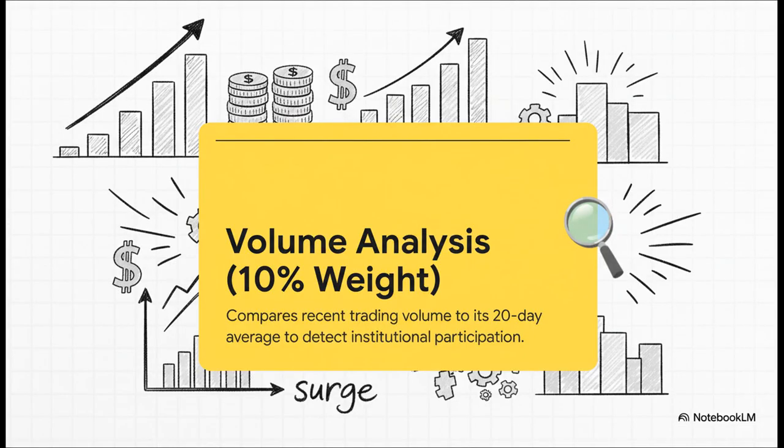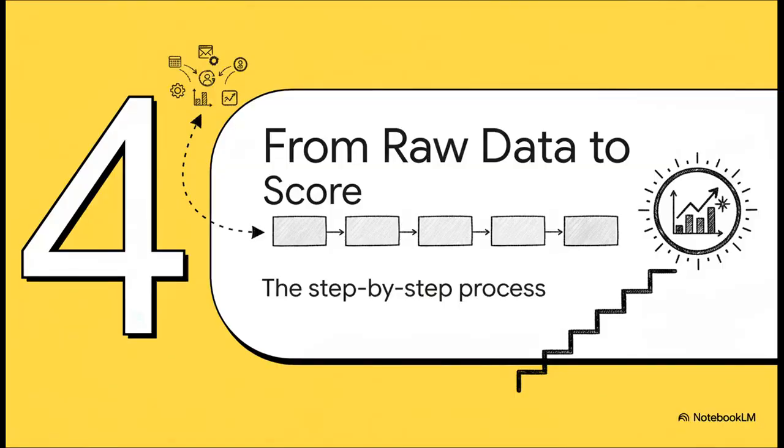The algorithm also looks at totally different kinds of data, like trading volume. This factor is basically asking, is there any real power behind this price move? You see, a big spike in volume compared to normal suggests that the big players, the institutions, are getting involved, and that gives the trend a whole lot more credibility. Okay, so we've seen the ingredients. Now let's look at how the whole recipe comes together.